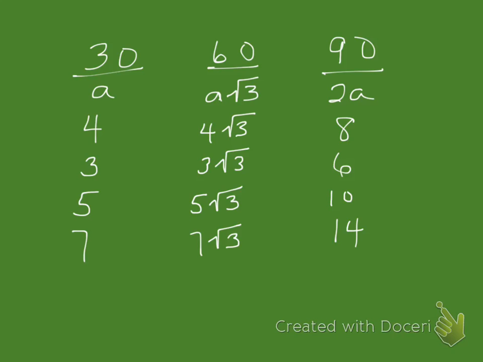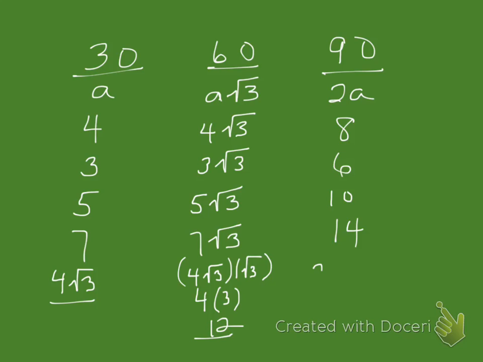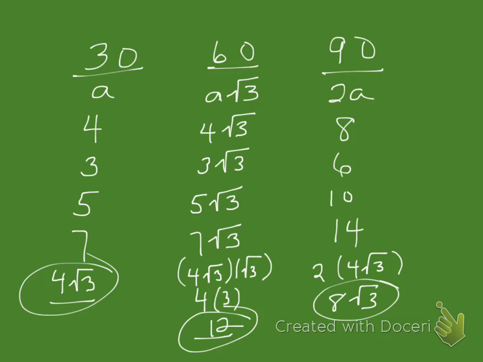Okay? What about here? What if I had 4 square roots of 3? What would 60 be? It would be 4 square roots of 3 times square root of 3. Well, square root of 3 times the square root of 3 is like saying the square root of 3 squared. So then you end up with 4 times 3, and then this becomes 12. So you have 4 square roots of 3, 12, and then 2 times 4 square roots of 3, and all you have to do is multiply the outside number, so 8 square roots of 3. So you have 4 square roots of 3 is my A value, then you have 12, and then you have 8 square roots of 3.